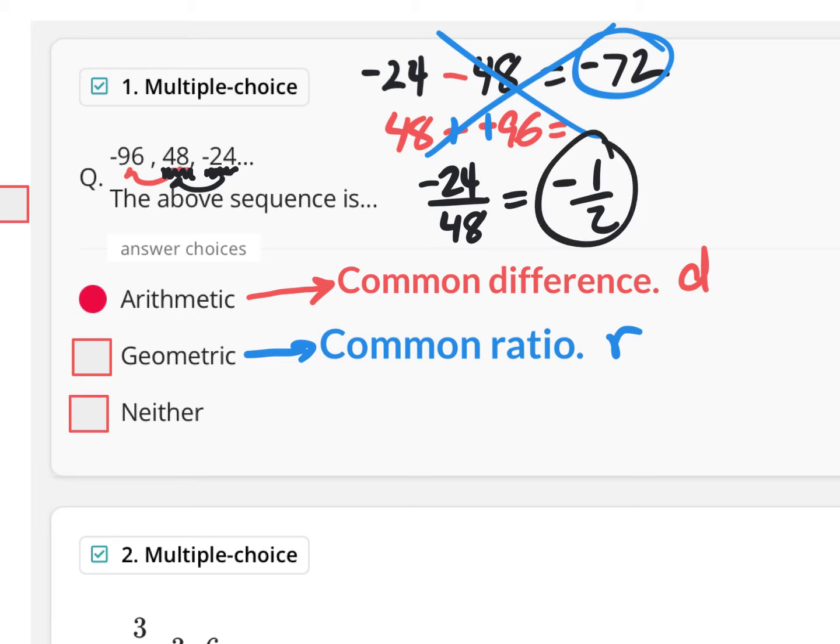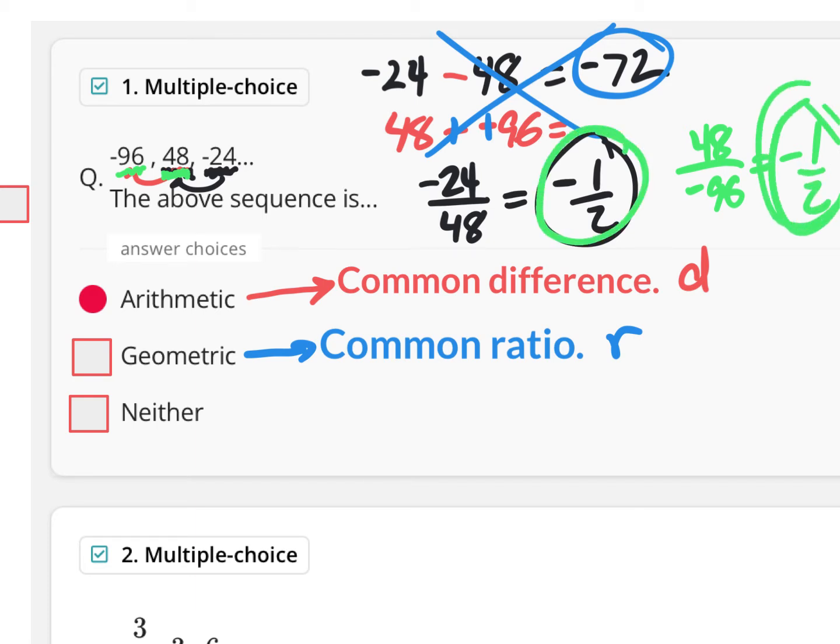Now let's see if that's true on the other one. Let's see if that ratio is common. So if I get the 48 and put it over negative 96, will it reduce down to negative 1/2? And the answer is absolutely yes. It reduces down to negative 1/2. So as you can see, they are common. So this is a common ratio, which means that it is geometric.